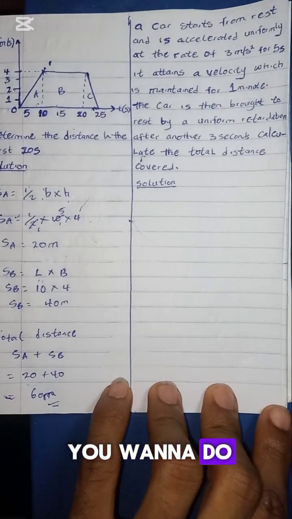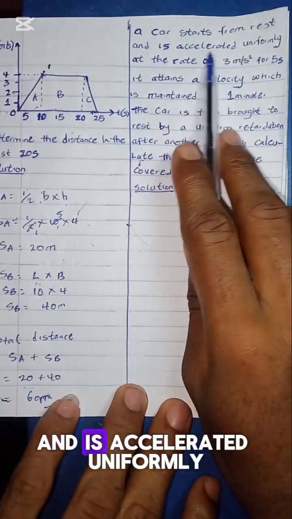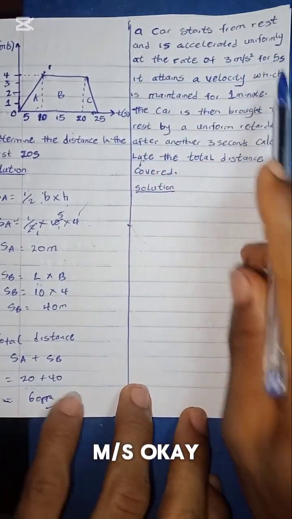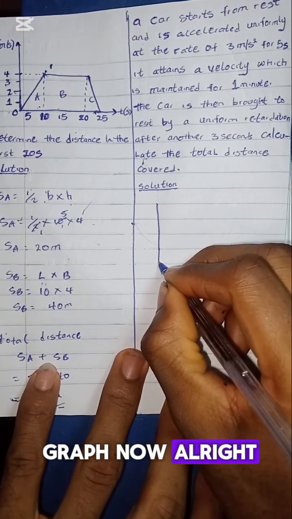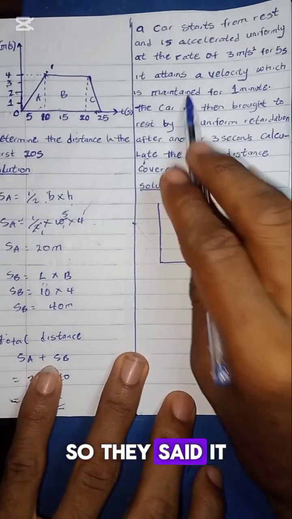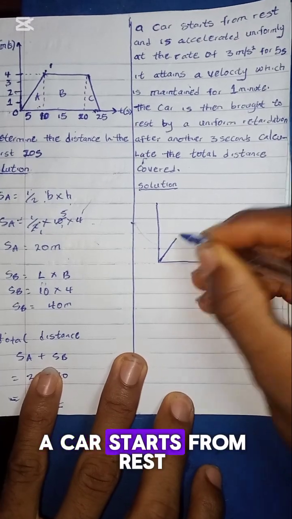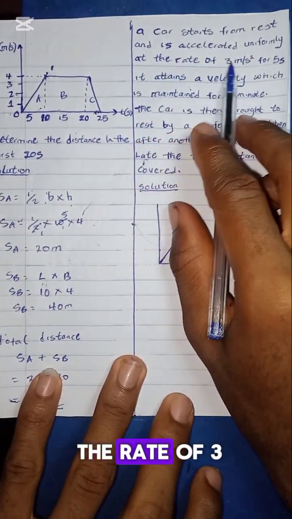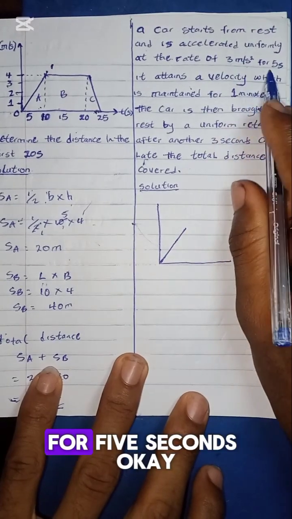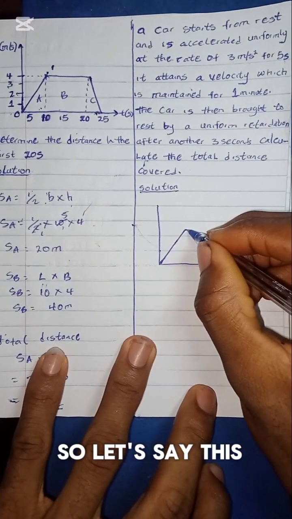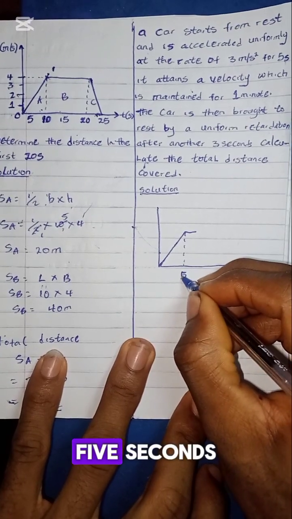Okay, so this is what you want to do. You have to follow it step by step. The first thing they said, a car starts from rest and it's accelerated uniformly at the rate 3 meter per second. Okay, so we have to draw a velocity time graph now. We know it's starting from rest. A car starts from rest and accelerated uniformly at the rate of 3 meter per second for 5 seconds. Okay, so let's say this is 5 seconds.